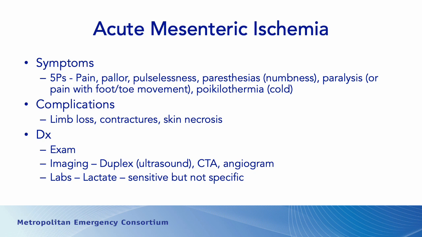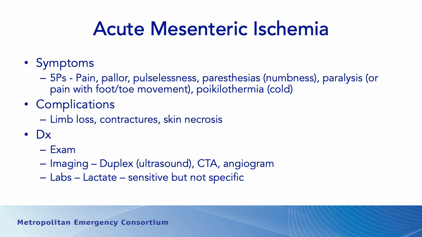Or if you have numbness, so bad that now they have a numb extremity. They may have progressed so far that now they have muscle death and develop some paralysis. Or maybe not totally paralyzed, but if you move their foot or toe up or down or against resistance, it hurts. And the foot may also look cold or poikilothermic, meaning no temperature or low temperature. So actually, I have 6 things here, but I call them 5 Ps. It's 6 Ps: pain, pallor, pulselessness, paresthesias or numbness, paralysis or pain with movement, and poikilothermia or a cold foot.